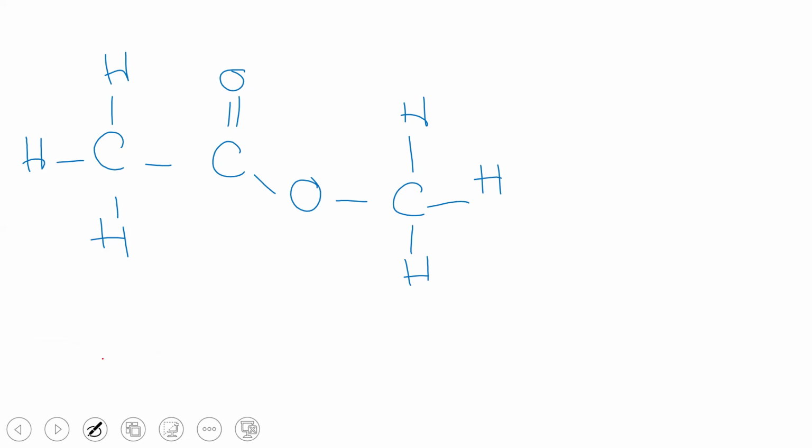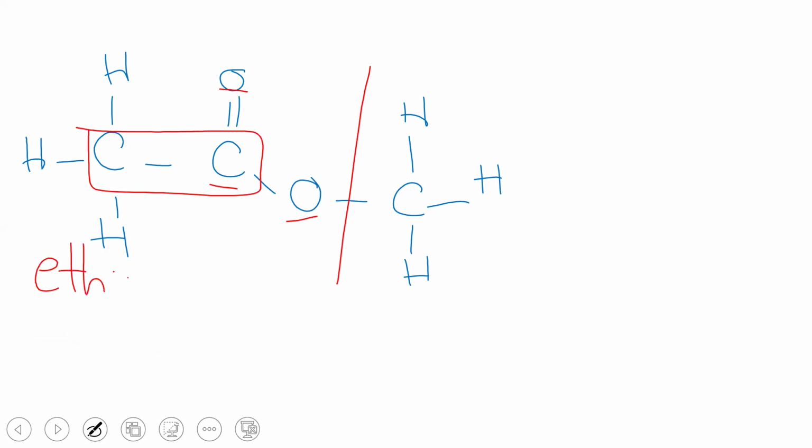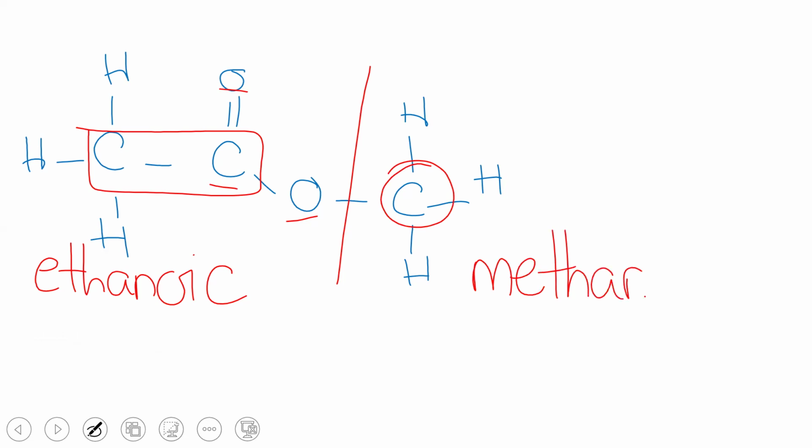How? You're going to look in your drawing for the COO and then break after it. Put a line after the COO and break. The half with the COO, this is the acid parent. So let's look at this acid. How many carbons? 2. So this acid is ethanoic. And the second half, which doesn't contain oxygens, is the alcohol. Made from one carbon, so methanol. And you can do that in the exam.